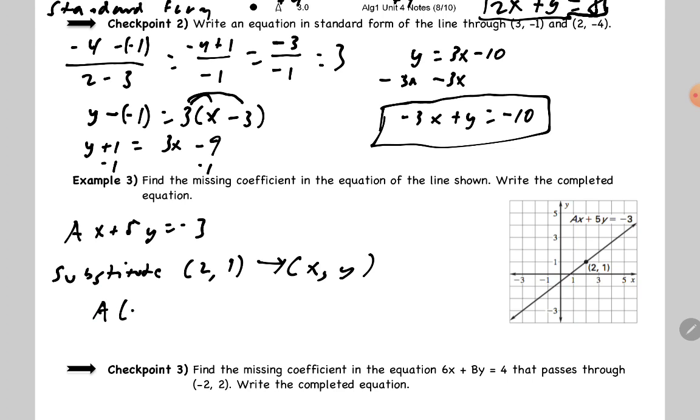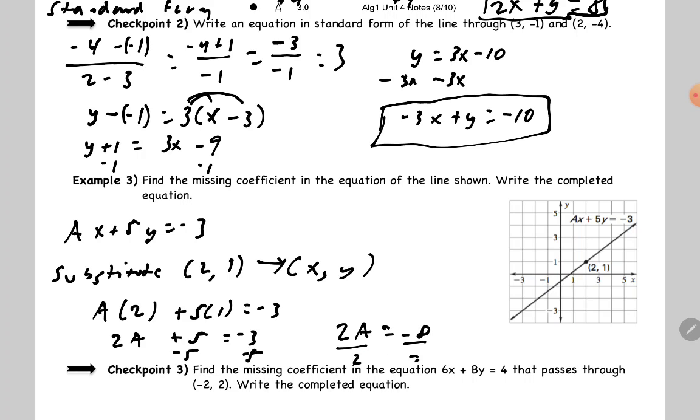So a times 2 plus 5 times 1 equals negative 3. So this is 2a plus 5 equals negative 3. Subtract 5 from both sides, and I'll get 2a equals negative 8. Divide by 2, and we'll get a equals negative 4. Now I can rewrite the equation: negative 4x plus 5y equals negative 3.